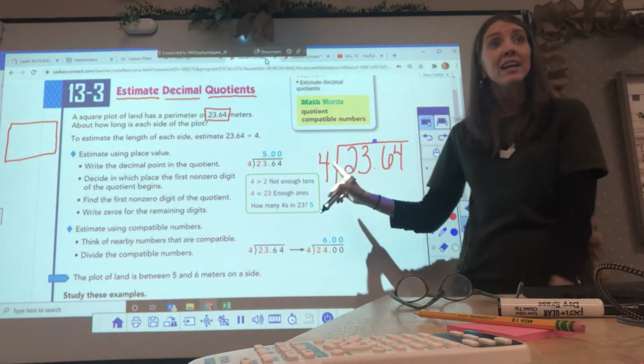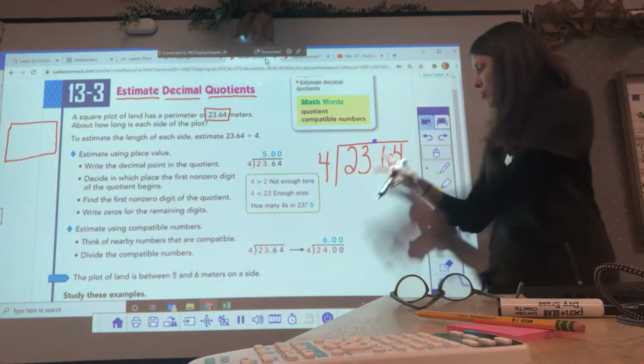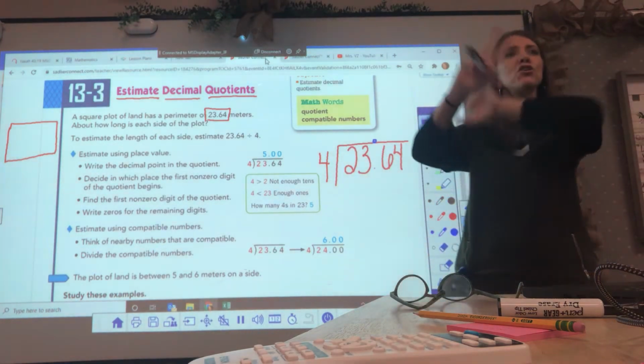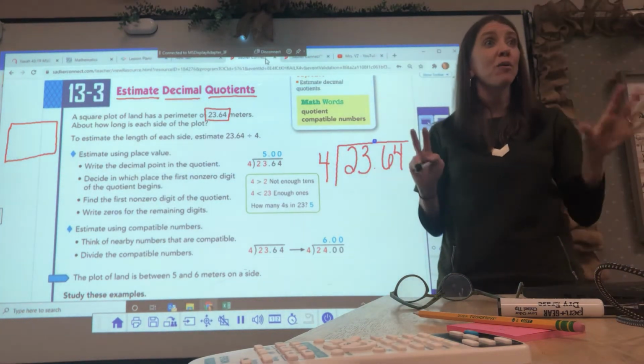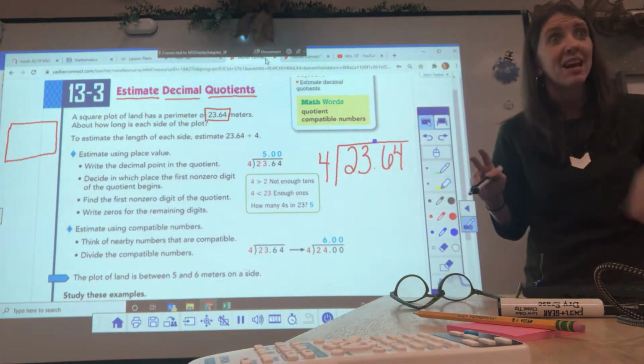Now, we're not going to actually do divide, multiply, subtract, check, bring down. You know how you would do that, and you get a remainder. No, way too much work for this unit. All we're going to do for this lesson is estimate. How are you going to do that?